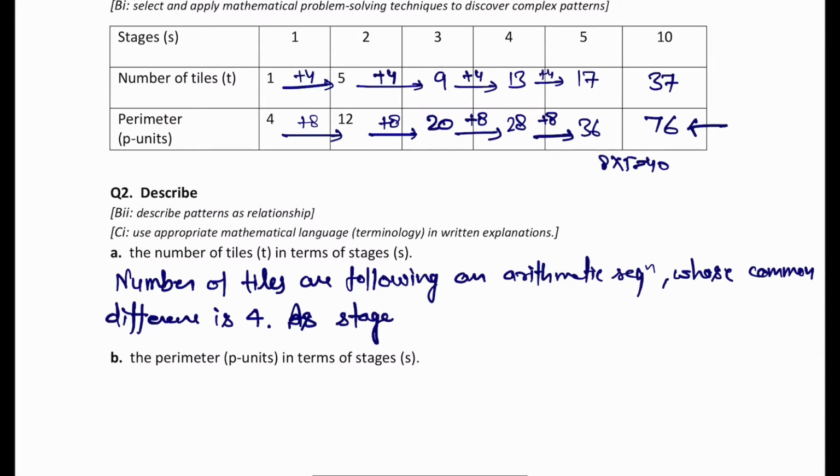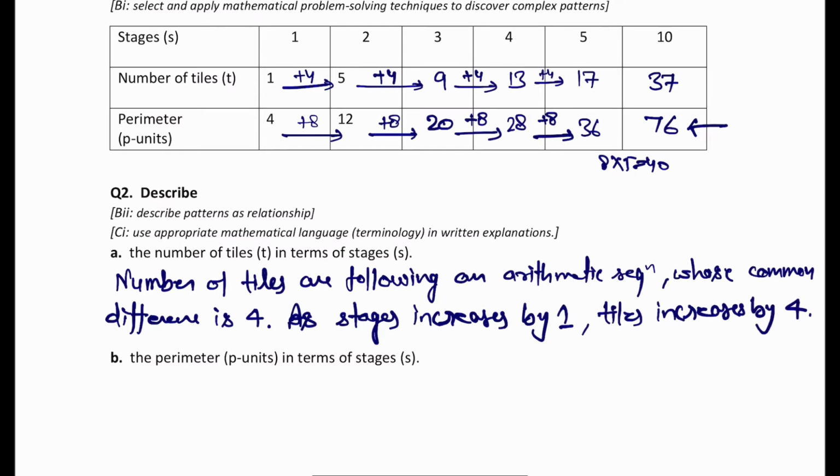as stages increase by 1, the number of tiles increases by 4. So it was quite simple. We have to describe the number of tiles in terms of stages. As the stages are increasing by 1, the tiles are increasing by 4. So tiles increase by 4. Like that you can write.